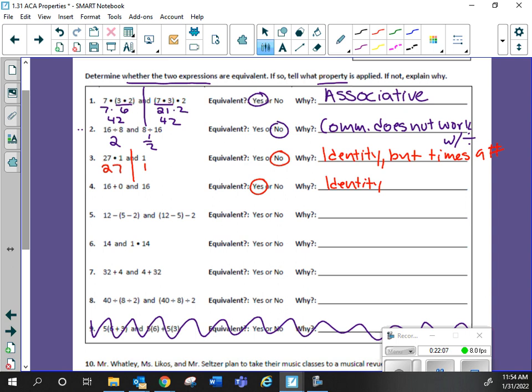Number 5, Cameron, what did you say? Yes. Okay. What did you get for each side when you solved it out? Did you solve it out? Okay. Miss Lyle says that you need to solve it out. Why don't you do that? Ryan? It's actually no because it's subtraction. Very good. It's no because subtraction doesn't work. What property are they trying to do it with? They're trying to do it with the associative.